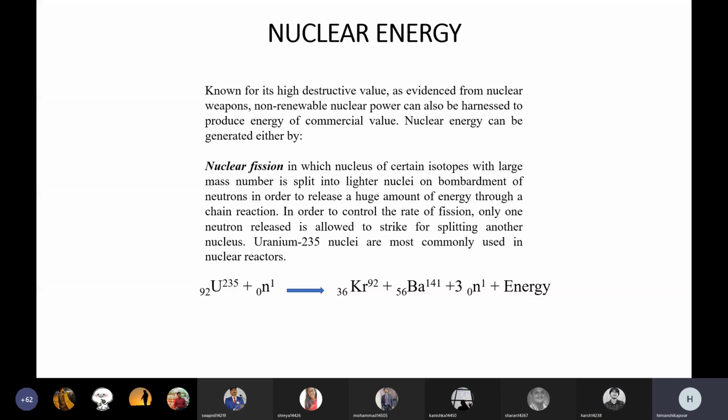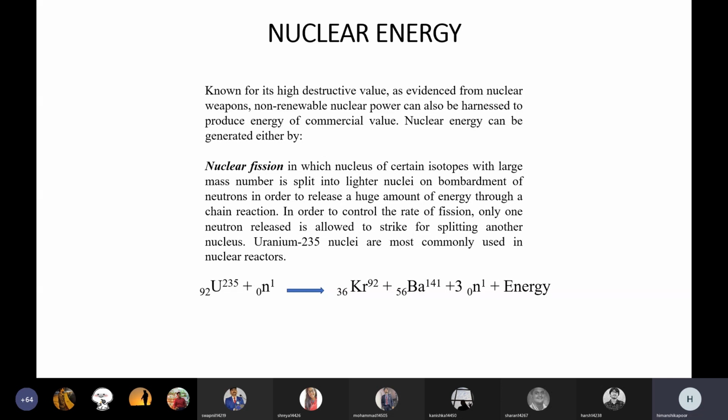Yes. In the year 1905, Albert Einstein first hypothesized that mass and energy are related. So we have this famous equation which states that E is equal to mc square. This is what is happening in nuclear reactions.